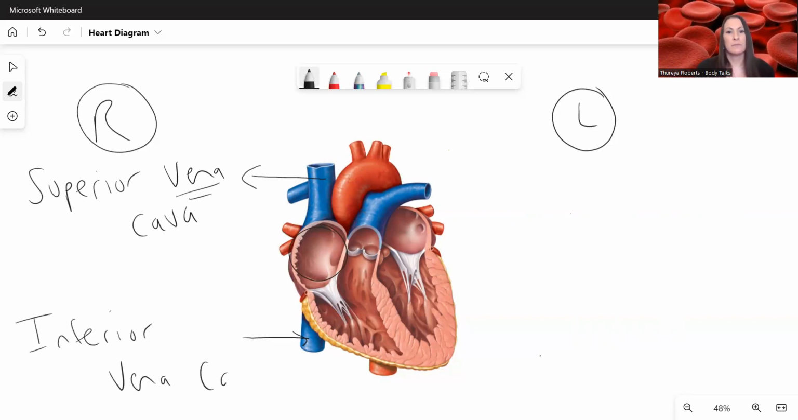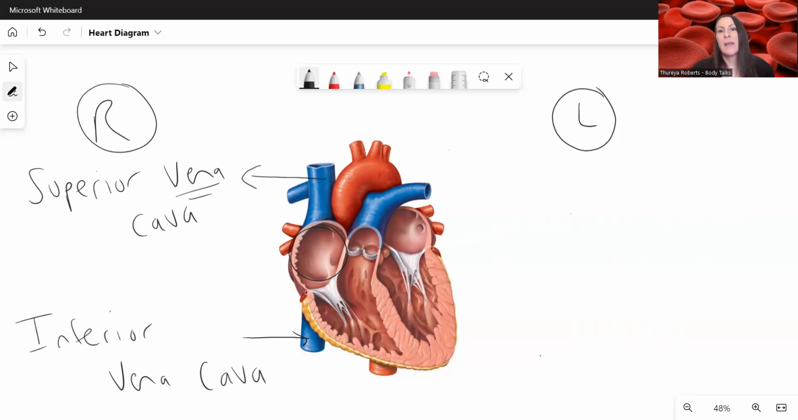So the superior vena cava at the top is bringing deoxygenated blood back from the head and upper limbs back into the heart, whereas the inferior vena cava is bringing blood back from the feet and calves and lower limbs back into the heart. So that's why they're referred to as superior and inferior in this case.